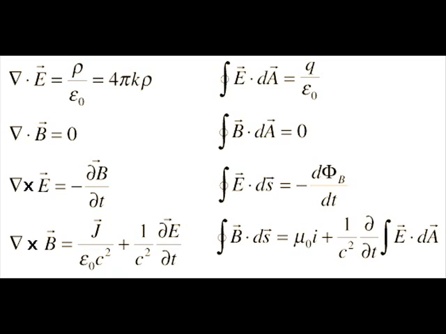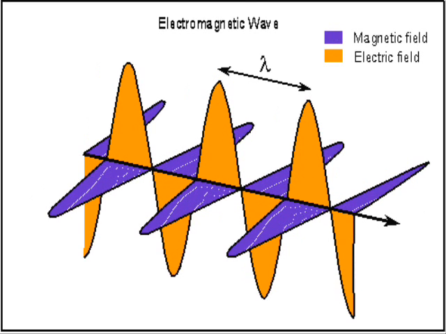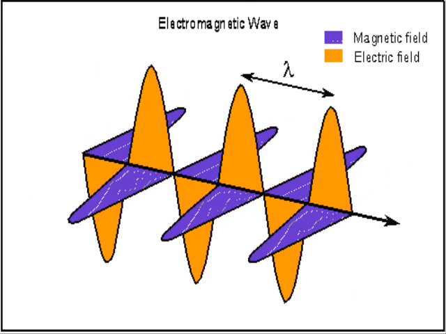The problem was with one of the constants in the equations, which we give the name c. Maxwell calculated in his equations that it was possible for waves to propagate through an electromagnetic field, and that their speed would be given by c.